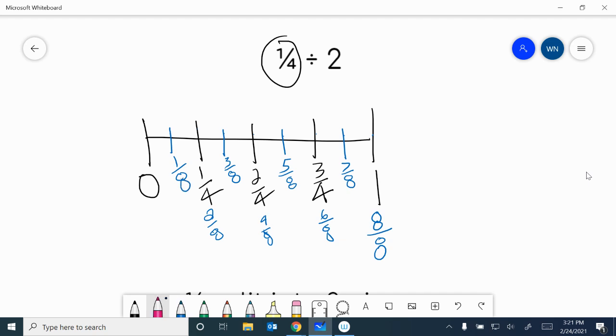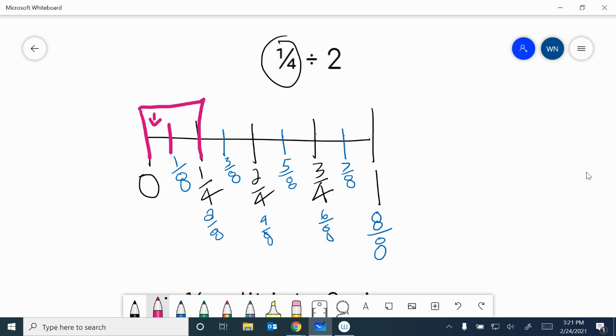So let's review. I wanted to see if I had this 1/4 and I cut it in 2 parts, what would one of those 2 parts be? One of those 2 parts would be 1/8. Because when we looked at the whole and split the whole into parts, there were 8 total parts. So that means one of those parts is 1/8.